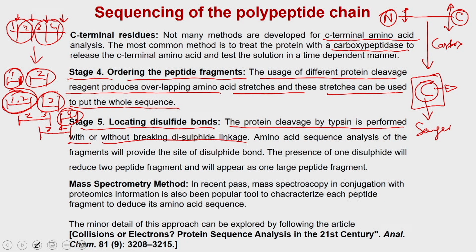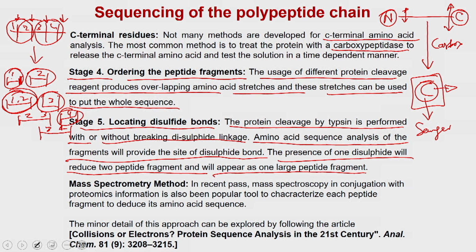So, to locate the disulfide bonds, what you are going to do is keep the protein with trypsin, without or with breaking the disulfide linkages. Now, when you do the protein sequencing analysis, the fragments will provide the sizes of the fragments. The presence of one disulfide link will reduce two peptide fragments and will appear as one large fragment.